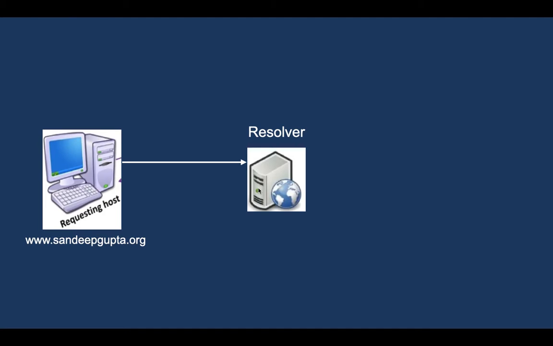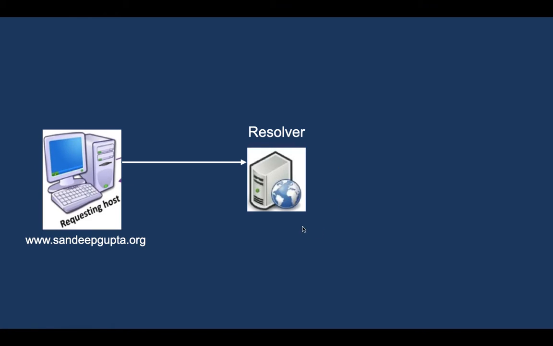So basically, pay attention to this resolver: it will have the IP addresses of the websites visited by all its customers. I repeat, the resolver will have the IP addresses of the websites which are visited by all its customers. So let's say you have taken the internet service of Vodafone. Whatever websites are visited by Vodafone customers, their IP addresses will be present in this resolver. Now, if the IP address for sandeepgupta.org is found here, then this IP address is given back to the requesting host, and the requesting host will now contact the server directly.